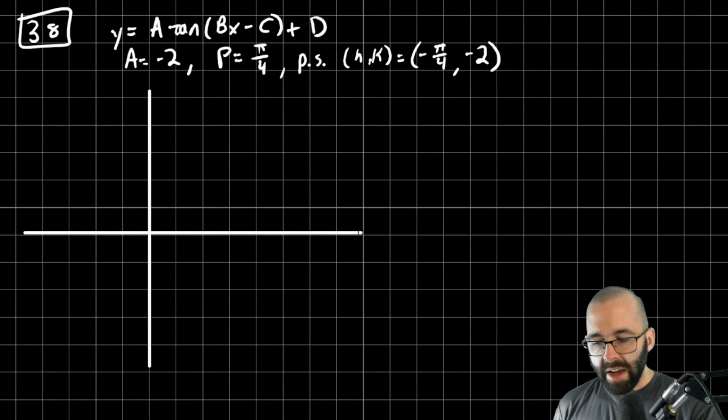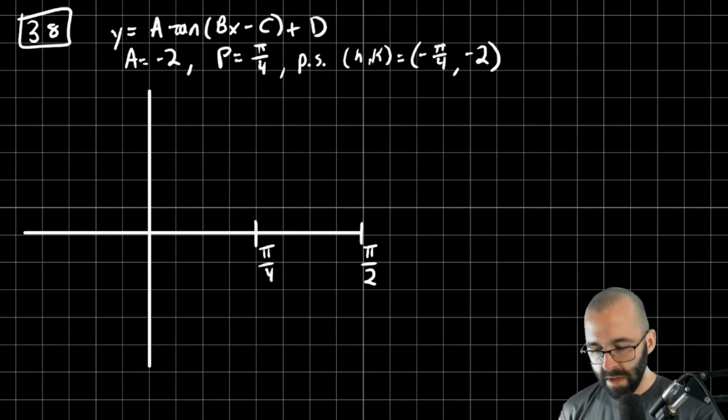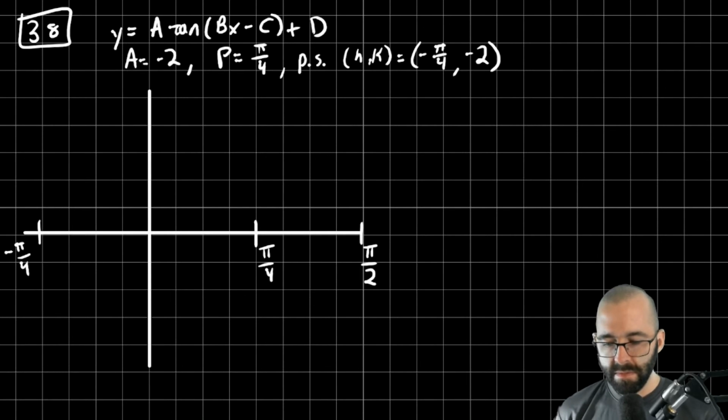So normally we divide the period. Let's say the period is always 4 boxes. We almost always do that. Okay? So period is pi/4. So let's say this is pi/4. Another 4 boxes is another period. Another pi/4 brings us to pi/2. And 4 boxes in the other way is going to be -pi/4. All right. Now the phase shift is kind of where we have to go next. All right. The phase shift says we're shifted left pi/4.